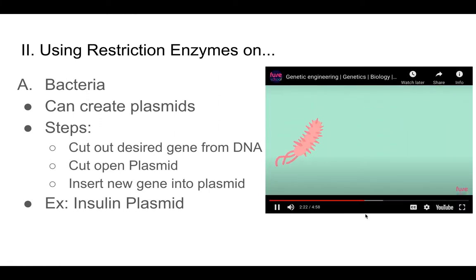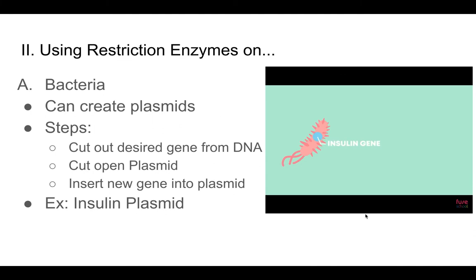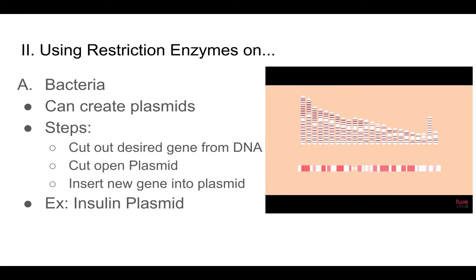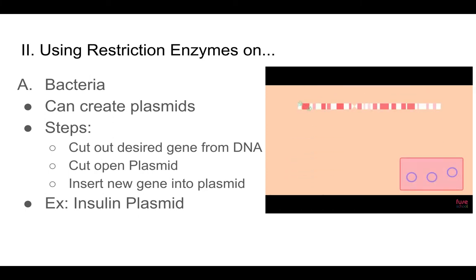We'll use the example of how the insulin gene is inserted into a bacterium in order to manufacture large amounts of human insulin. The gene that codes for human insulin is found on chromosome 11 at position 15.5. The insulin gene is cut from chromosome 11 using special enzymes called restriction enzymes.